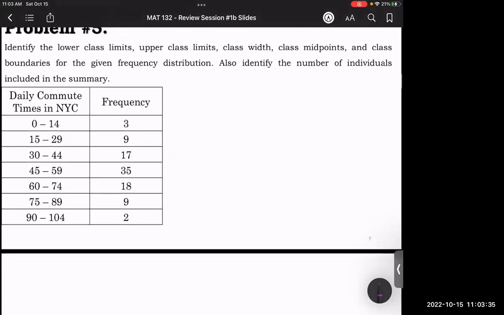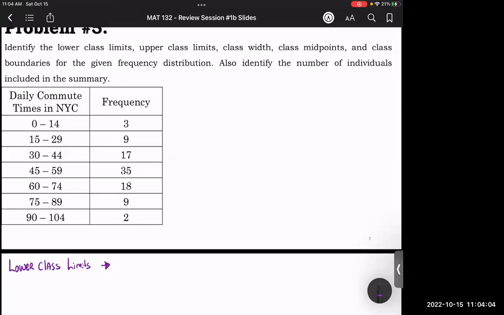What are your lower class limits? Can we list... say it again. 0 to 14. Unfortunately, no, it's not going to be 0 through 14. It's going to be 0, 15, 30, 45, 60, 75, 90?